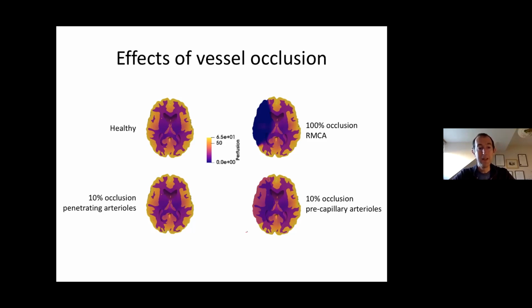On the bottom left, what we've then done is occlude penetrating arterioles, and we've occluded 10% of them. And occluding at this level doesn't seem to make much difference. Whereas if we occlude, on the bottom right, 10% of the precapillary arterioles, in other words, if we go slightly further downstream, then you get quite a large deficit in perfusion. Obviously, it's a smaller deficit than the RMCA occlusion, but if left unchecked, there's the possibility for that to turn into a large perfusion deficit, and then eventually to turn into infarcted tissue.